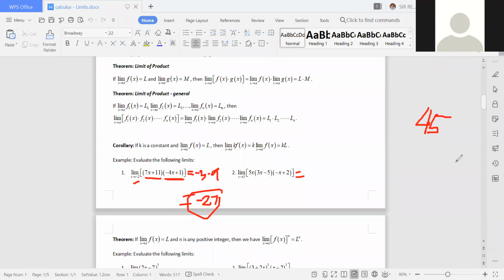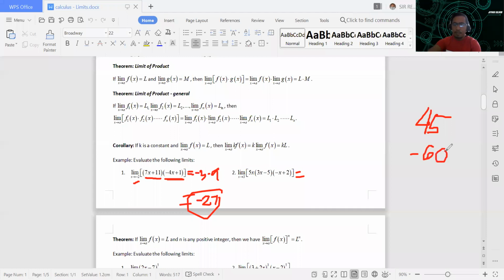Negative 60. Negative 60, sir. The same. Yes, sir, negative 60. What is in the chat box? Most of them answered negative 60. Okay, let's see what the correct answer is.